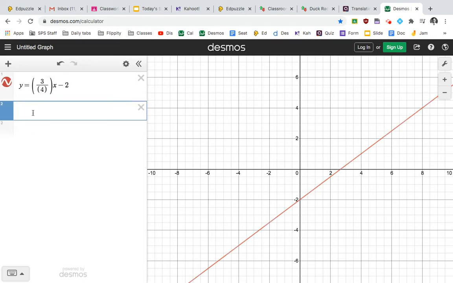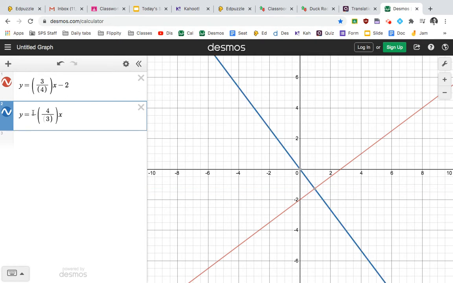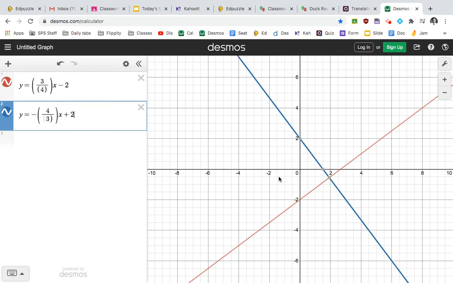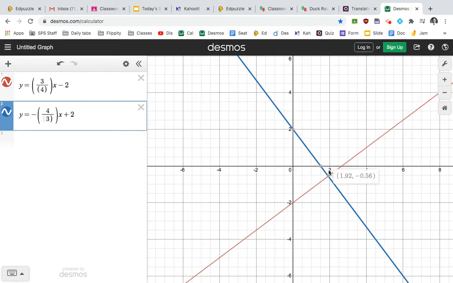I know for my next slope to be perpendicular, I'm going to go y equals, this time it's going to be negative. Instead of 3/4, what's the reciprocal of 3/4? You flip it and it's 4 over 3. So negative 4 over 3 x, and I could use any y-intercept, maybe just plus 2. You can see now, if I zoom in a little bit, those two lines are completely perpendicular.